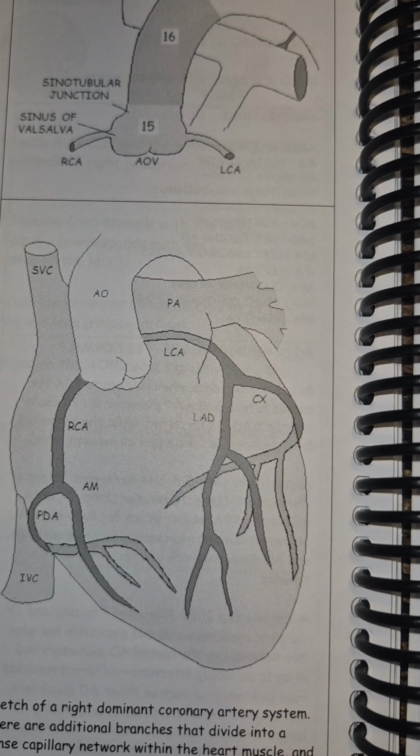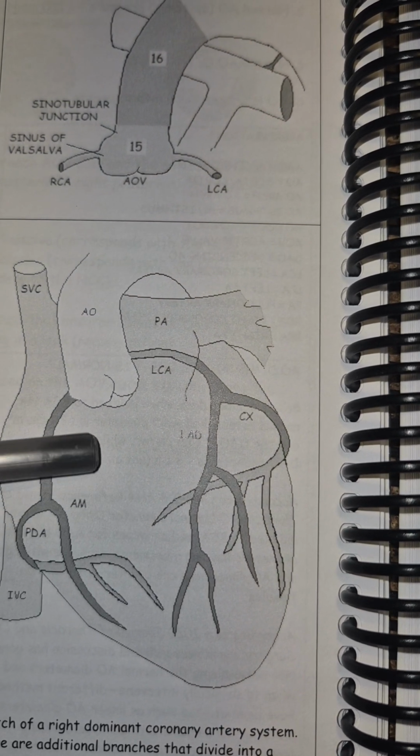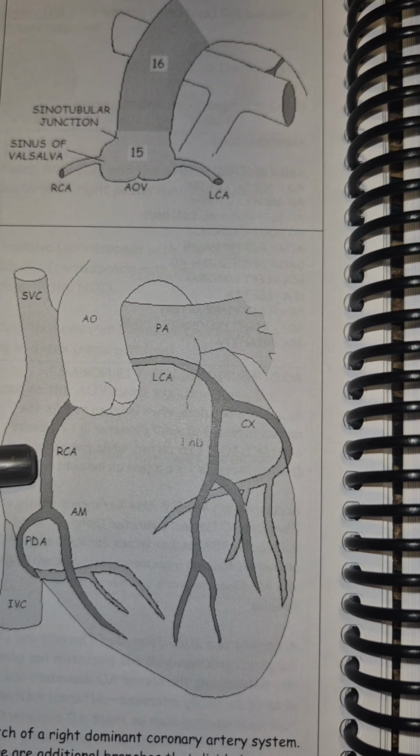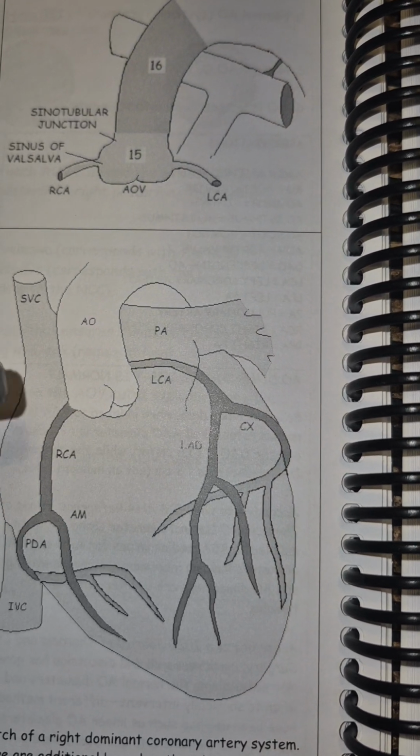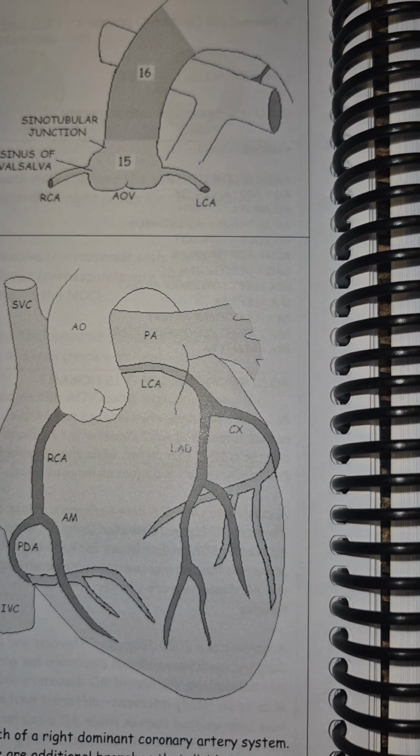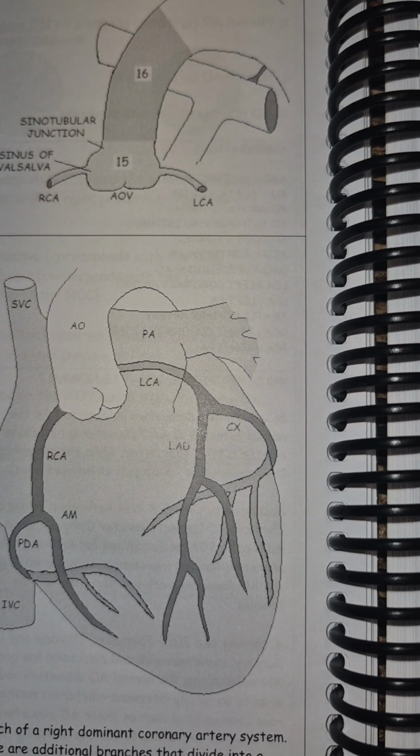What's not listed here is the coronary veins, which return blood to the right atrium, which would be located around here. The reason it's not located here is because the anatomy typically varies among different people.